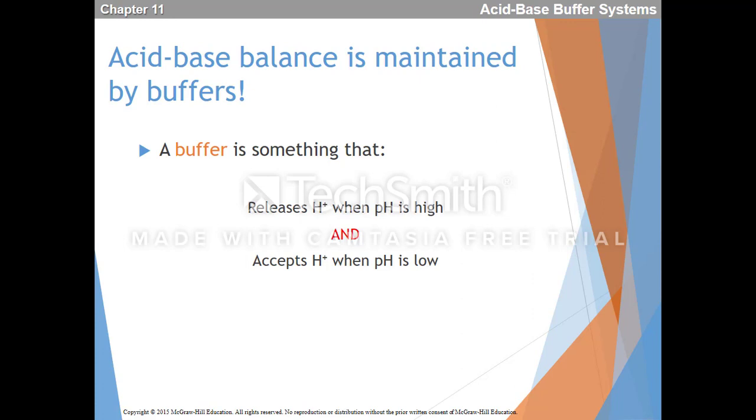So you should know that a buffer is something that's going to release hydrogen ions when the pH of the body or the area gets too high, and it's also going to accept hydrogen ions when the pH of the body or the area gets too low. So this is something that is able to release and accept hydrogen ions depending on what the situation is. And so these buffers can become very important in making sure that pH is maintained within a very narrow range.